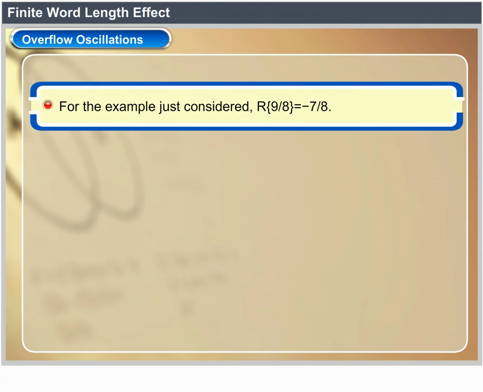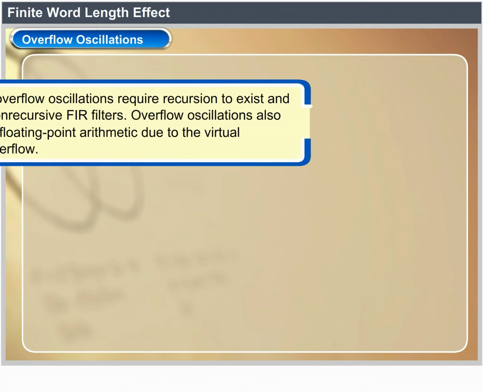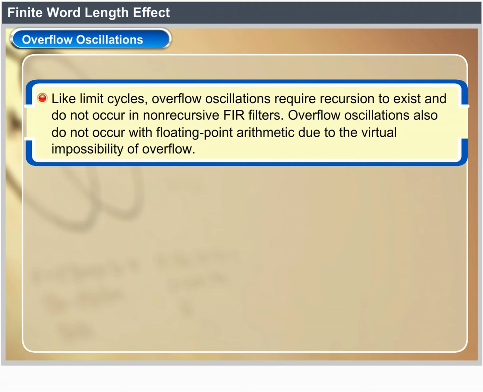An overflow oscillation, sometimes also referred to as an adder overflow limit cycle, is a high-level oscillation that can exist in an otherwise stable fixed point filter due to the gross non-linearity associated with the overflow of internal filter calculations. Like limit cycles, overflow oscillations require recursion to exist and do not occur in non-recursive FIR filters. Overflow oscillations also do not occur with floating point arithmetic due to the virtual impossibility of overflow.